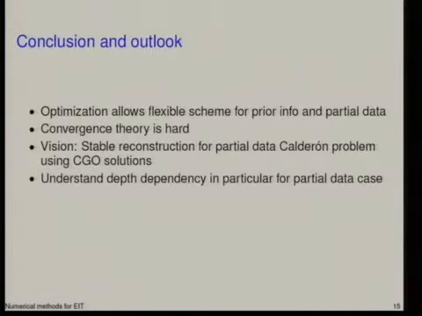So the grand vision behind all this, and this is more or less an open problem, is how can one go back to Calderón's first paper and do stable reconstruction for the partial data problem. There should be possibilities to use CGO solutions to actually do it in a rigorous, mathematically correct way, which this is not really. You get pretty pictures, but what's really coming out is hard to tell. So this is something that could be quite nice.